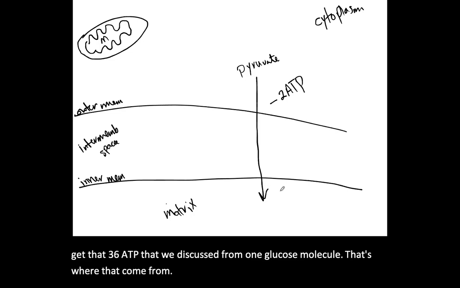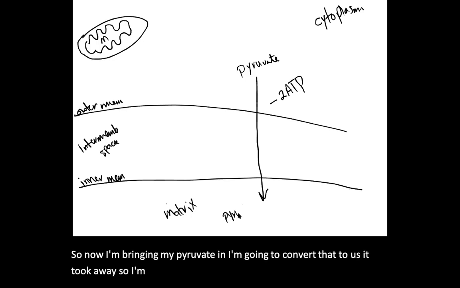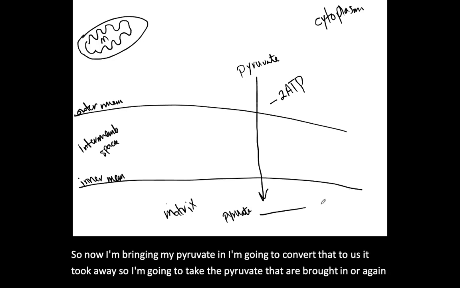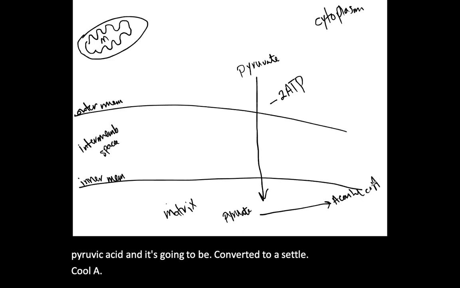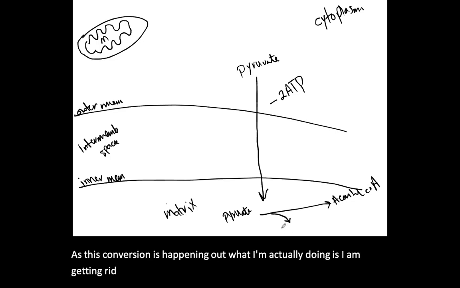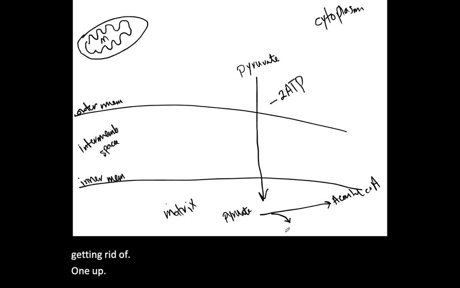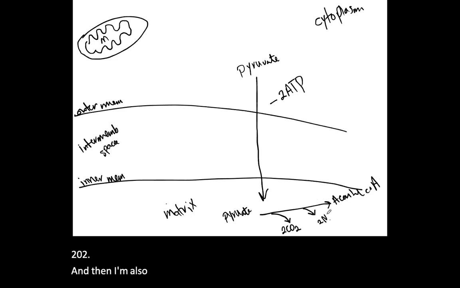So now I'm bringing my pyruvate in, and I'm going to convert that to acetyl-CoA. So I'm going to take the pyruvate that I brought in, or again, pyruvic acid, and it's going to be converted to acetyl-CoA. And as this conversion is happening, what I'm actually doing is getting rid of one carbon in the form of CO2, and there are 2 of them, so I'm going to make 2 CO2s, and I'm also producing 2 NADH, sorry.